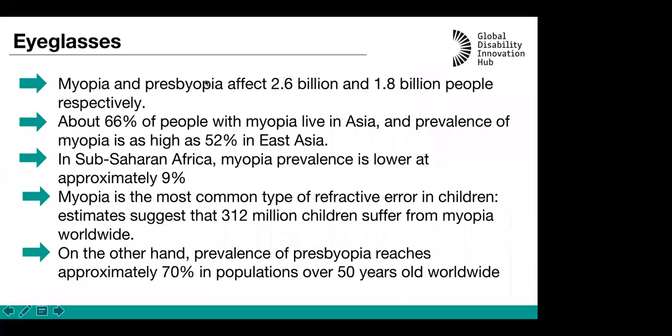This also shows regional differences and age differences in the most common refractive vision impairments, so myopia and presbyopia. The thing that sticks out for me is the differences in age groups, which is obviously important to the UNICEF mandate, and myopia is the most common refractive error for children. It's estimated that about 312 million children suffer from this worldwide. Next slide, please.